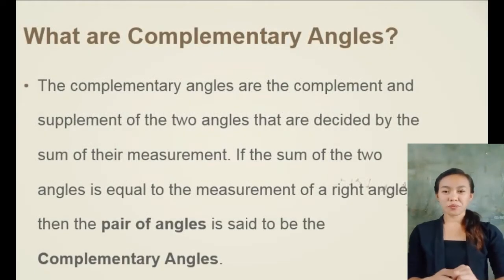So what are complementary angles? The complementary angles are decided by the sum of their measurements. If the sum of the two angles is equal to the measurement of a right angle, then the pair of angles is said to be complementary angles.